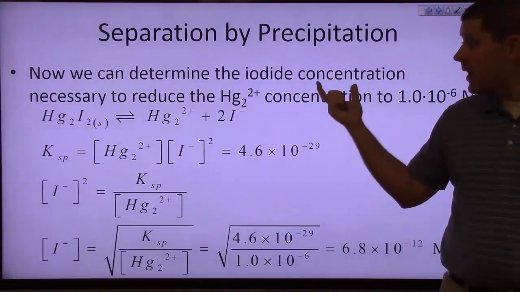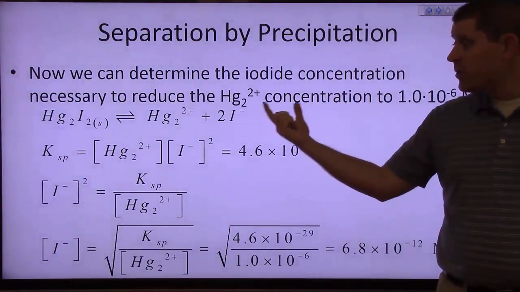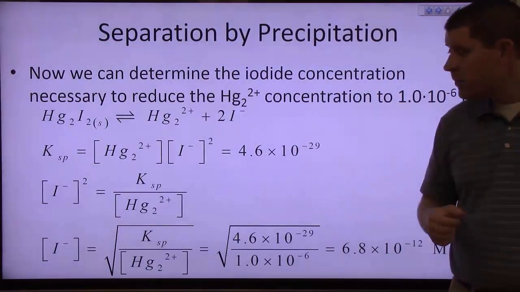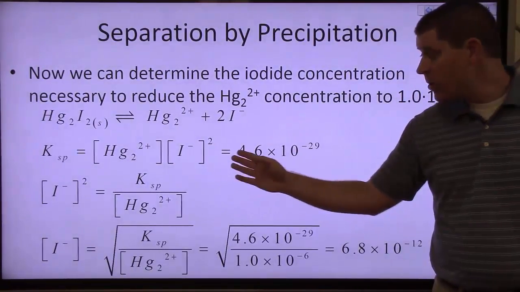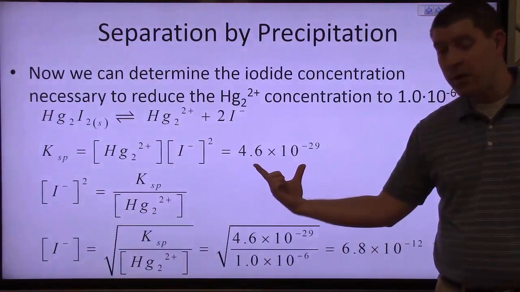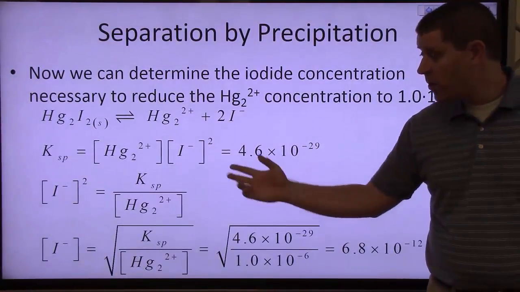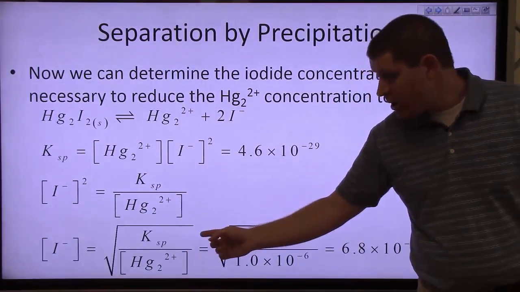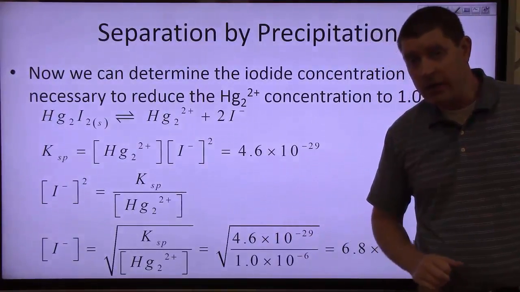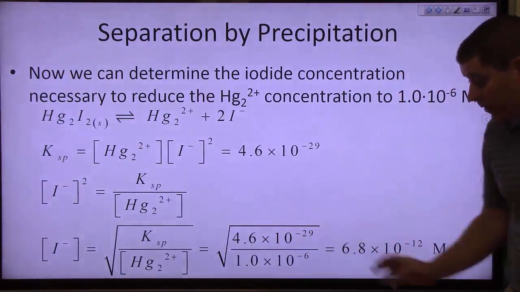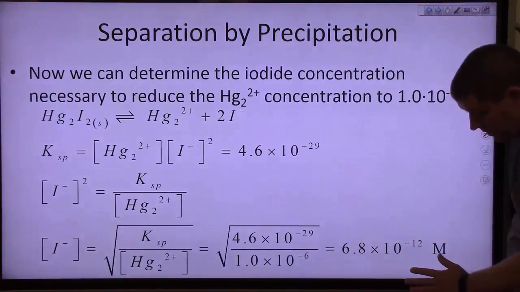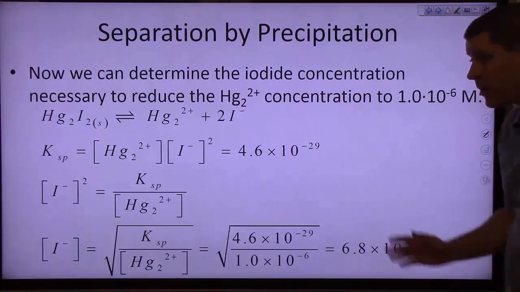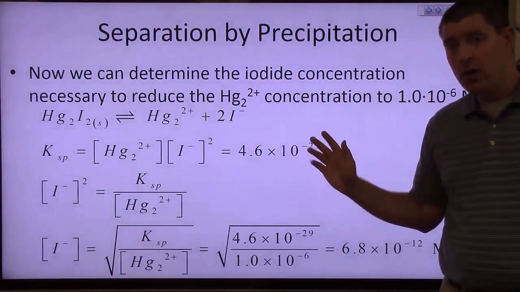So now we can determine the iodide concentration that is necessary to reduce our mercury ion concentration to 1.0 times 10 to the minus 6 molar. So we've got our KSP expression here. We know that the value of KSP is 4.6 times 10 to the minus 29. We can solve that for concentration of iodide. So we get concentration of iodide is equal to the square root of our KSP divided by the concentration of mercury 1 ions, which when we plug in our values gives us 6.8 times 10 to the minus 12 molar. So that's the concentration of iodide that we need to precipitate out 99.990% of our mercury ions.